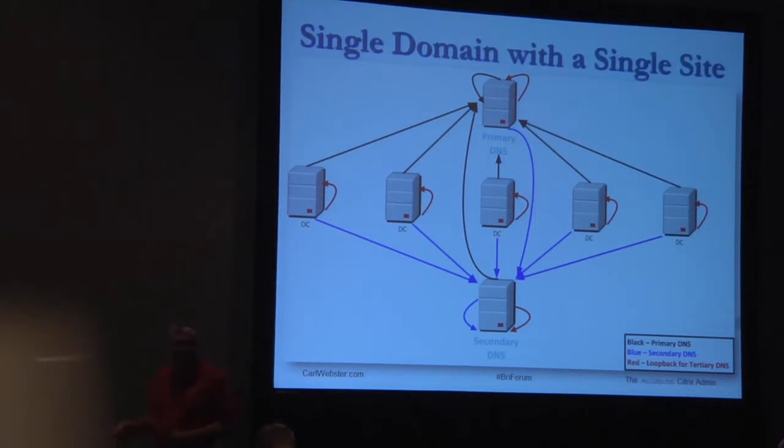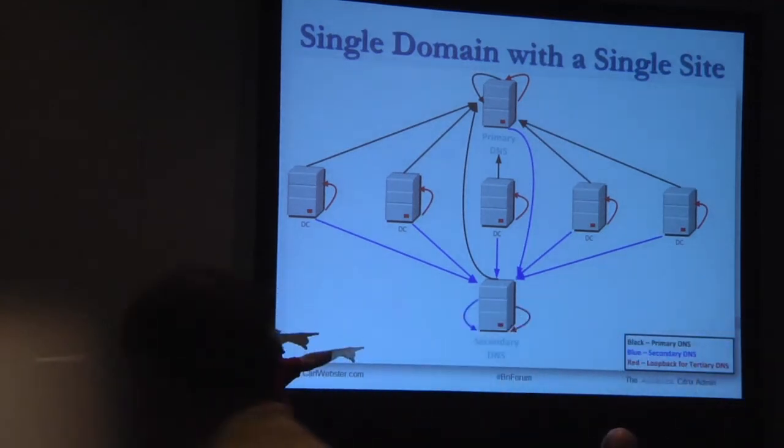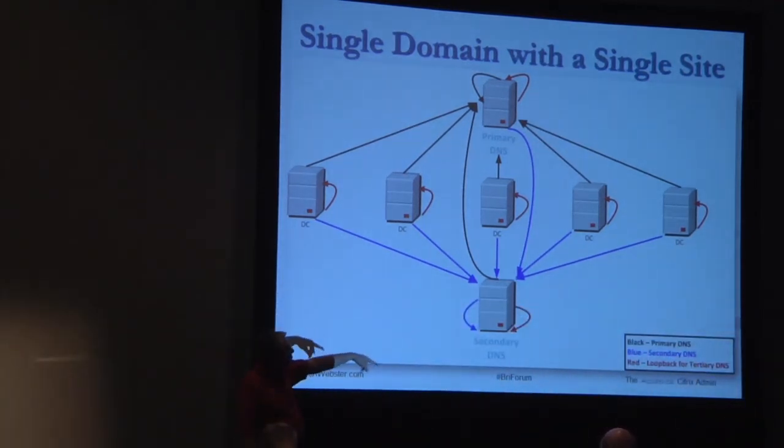If you're running Server 2012 and Hyper-V and you want to do the cloning of domain controllers, the PDC emulator is what is used. It must be online or that process will not work. So you just pick one, and all domain controllers, including the primary, point to it for primary. Then you pick another for secondary, and all domain controllers, including the secondary, point to it for secondary, and then they all point to themselves for loopback, for tertiary DNS. That's just the simple single domain, single site environment.